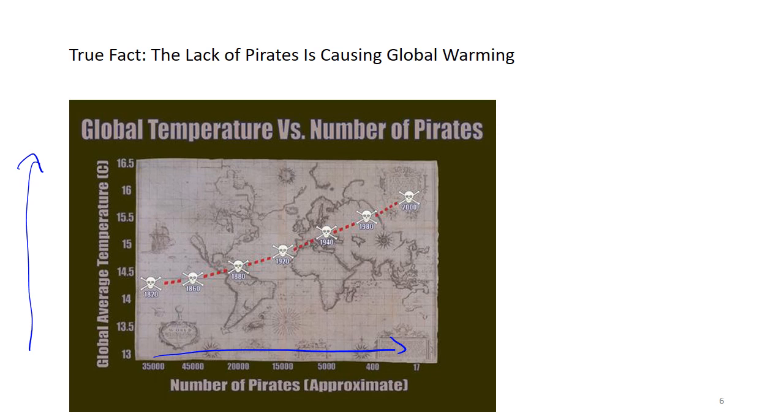No, the negative correlation between the number of pirates and the global average temperature is a spurious relationship. These two examples show obvious spurious relationships. Some spurious relationships might not be easy to spot.